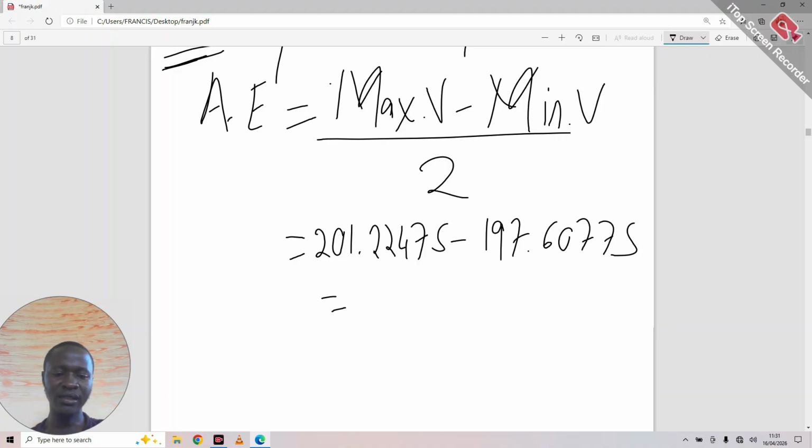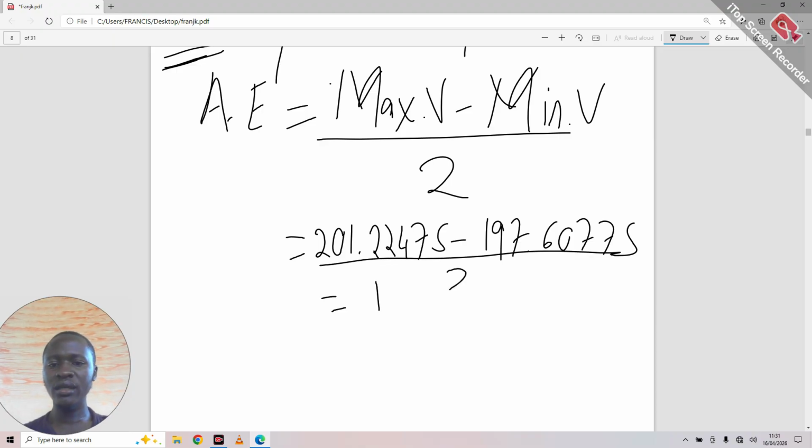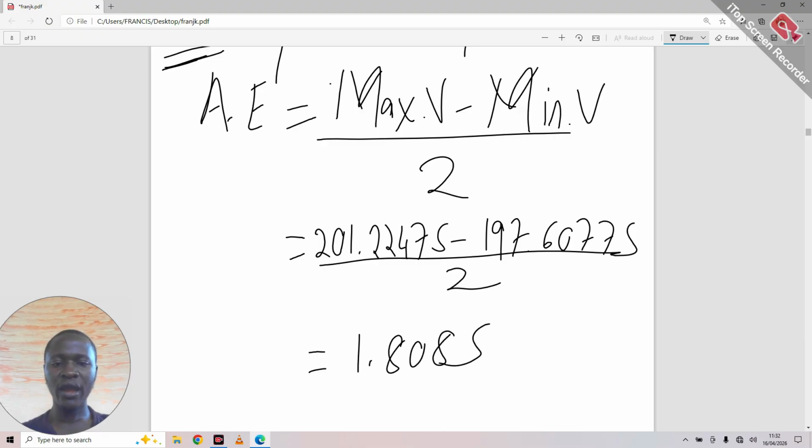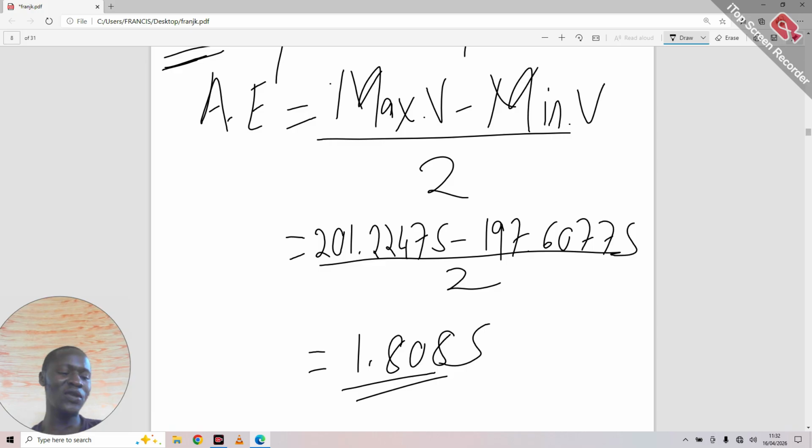If we subtract, we get the absolute error to 1.22475 minus that. We shall have our answer as then divide by 2. After subtracting, divide by 2. So that one divided by 2, we shall now get our answer as 1.8085. And that is our absolute error.